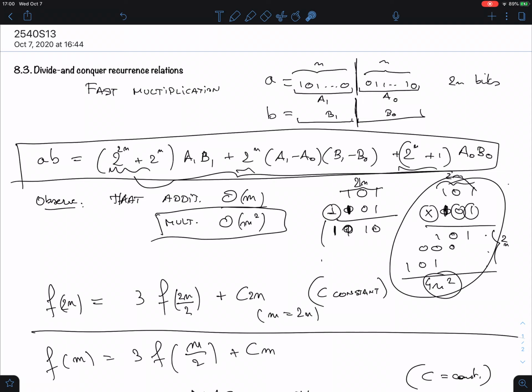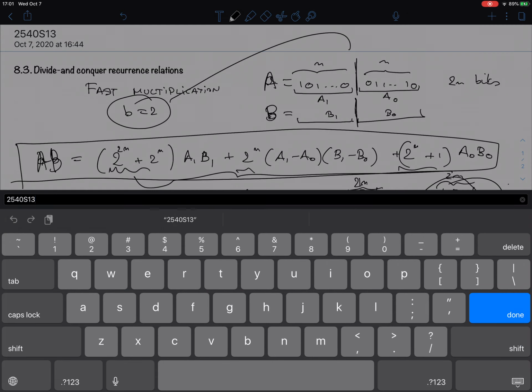So let me write, okay, this is stupid that A is A and B is B here, right? So I'm going to make this a capital A and this a capital B, so these are capital A and capital B. Okay, then we have no confusion. So in this problem, B was 2 because we divide in 2 here. That's the division in 2.